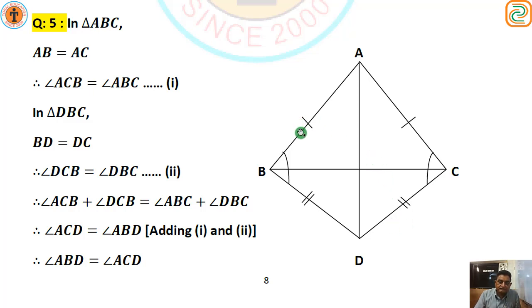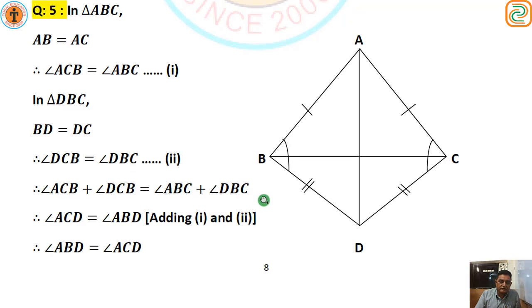Sides are given. If we take triangle ABD and ACD, AB equals AC given, angle ABD equals angle ACD given, proved, and BD equals DC. By side angle side criteria, triangle ABD is congruent to triangle ACD. Okay, we needed to prove this.